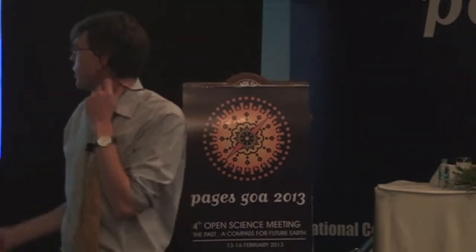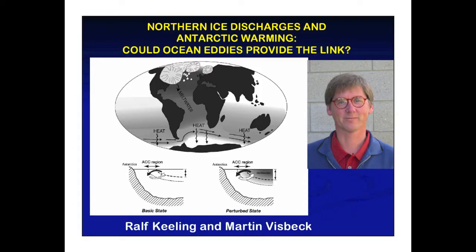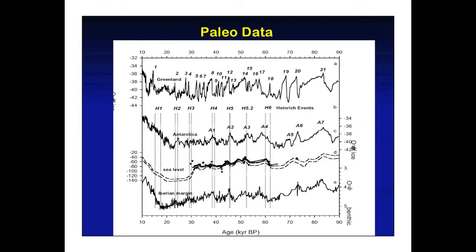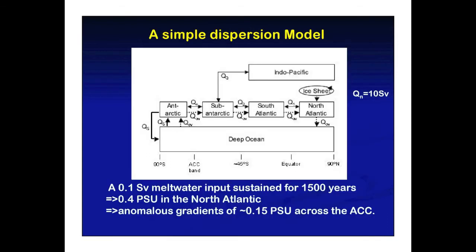So, last point, Ralph Keeling and I took this idea and said maybe the A's could be important in a paleo context. What we were thinking of is this record, the Heinrich events, the big meltwater pulses, right? And you guys know all about it, so we did a little model, and I'm going to skip over the details. That's our ocean model, very, very simple.